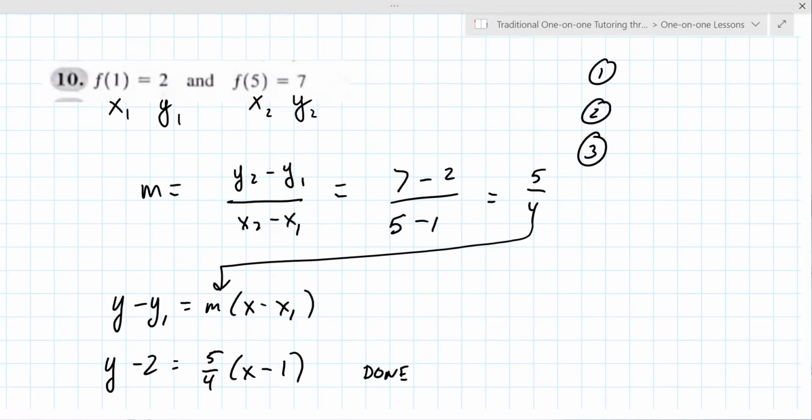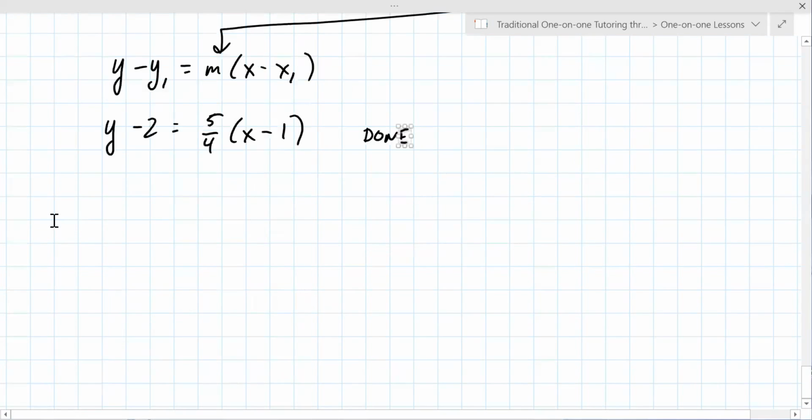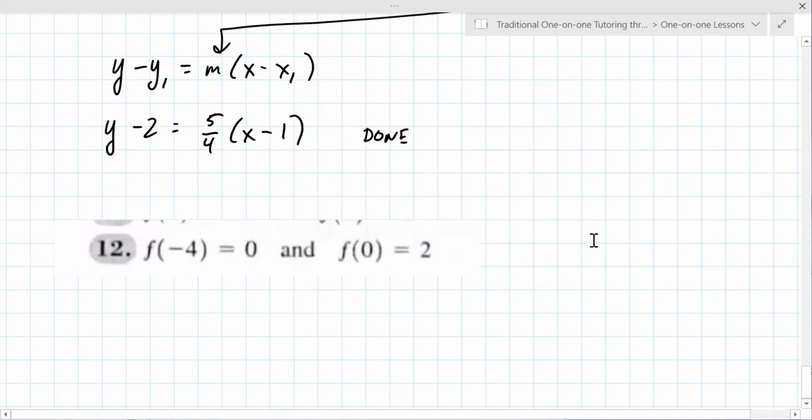This is going pretty well. So let me have you do 12 on your own, please. There's nothing unusual about it. It's the exact same question as this one, just different numbers. So just give that a try, please.